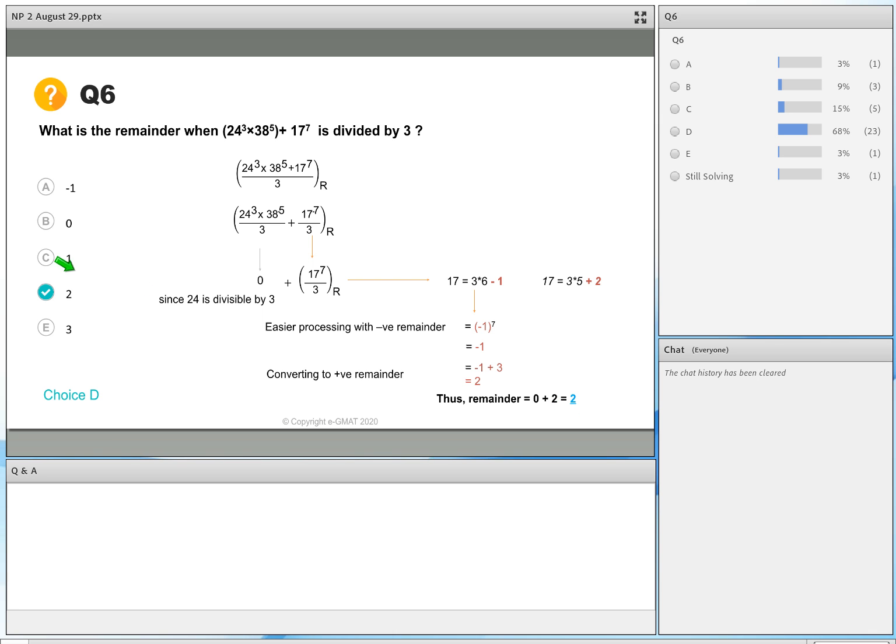For everyone who marked 1, I think it was this -1 to the power 7. You just saw -1, it just became 1 for you. Something you just missed, or you just thought 17 by 3 itself is going to give you 1 as a remainder, so 1 to the power 7 is 1. There's some gap in how you're applying this.